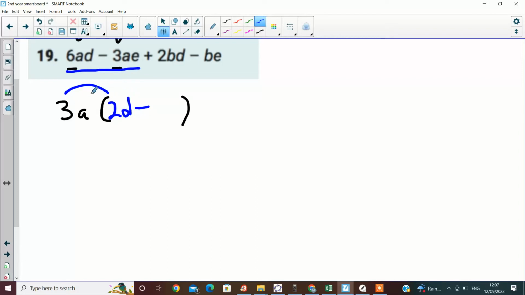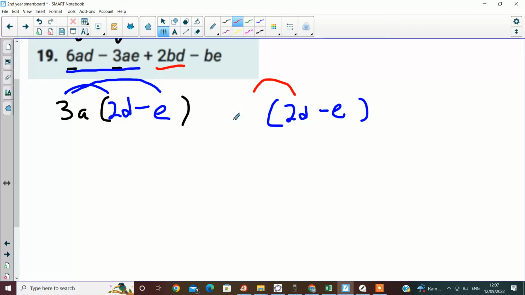Okay, it's all right. Now what about the next one here? What letter should go in here? E. Why is it E? Yeah, 3A by E is minus 3AE. Is that all right? Now, what do we know straight away about the next bracket? Has to be the same as the first one, provided you did the first one properly. Now, what multiplies by D? What multiplies by 2D to give you 2BD? B. And then you can check your answer, can't you? B by 2D? 2BD. All right.